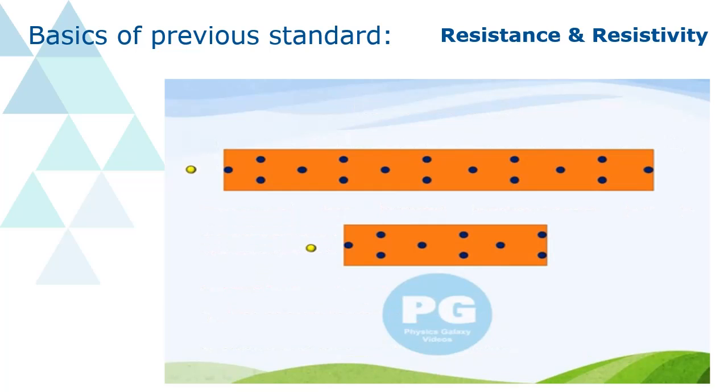Now, let's start with the first factor, that is the length of conductor. So here are two conductors, one is longer than the other. Now, when the electron goes from one point to another inside the conductor, it experiences collisions with the captive electrons, or the stable atoms that are present inside the conductor.